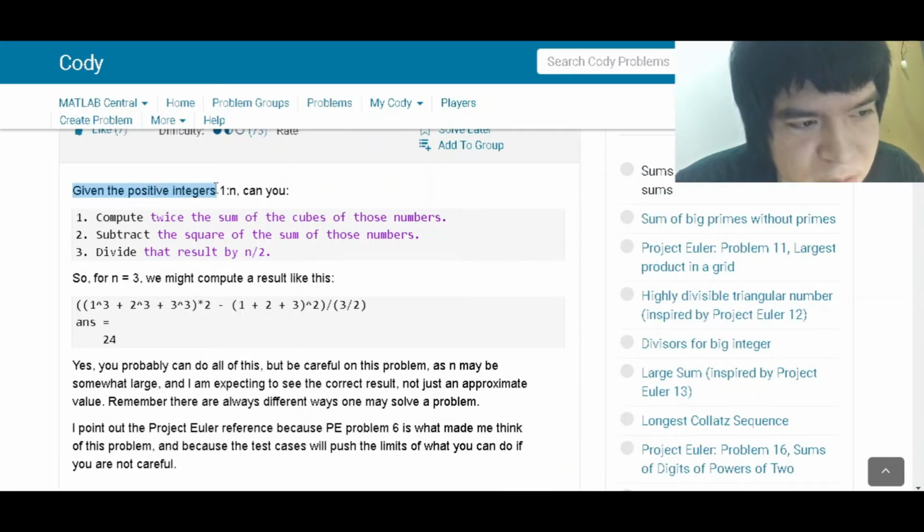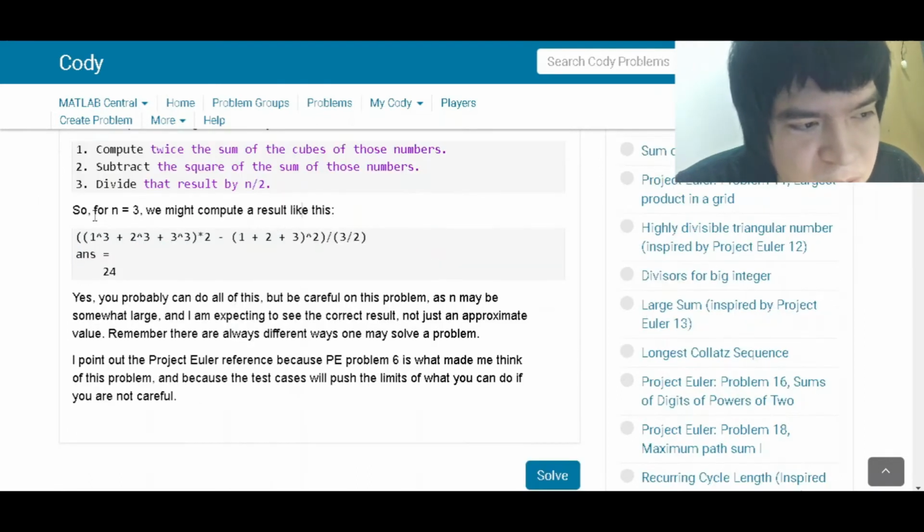Given the positive integers from 1 through n, can you first compute twice the sum of the cubes of those numbers? 2. Subtract the square of the sum of those numbers. And 3. Divide that result by n divided by 2. And we have an example here for n equals 3. We might compute the result like this. And yeah, we have this example, which the answer is 24.